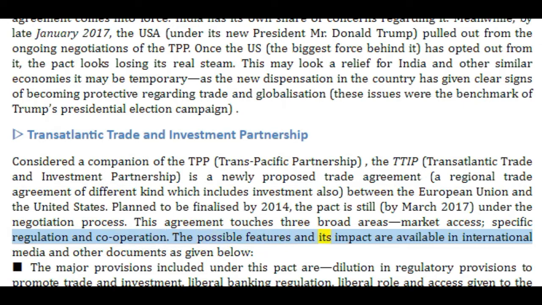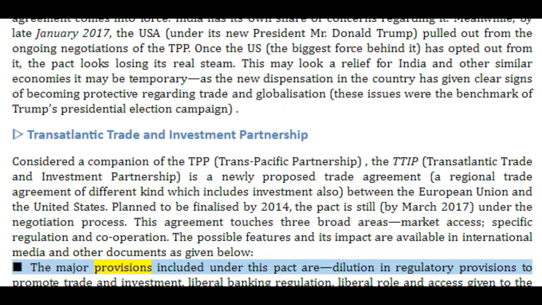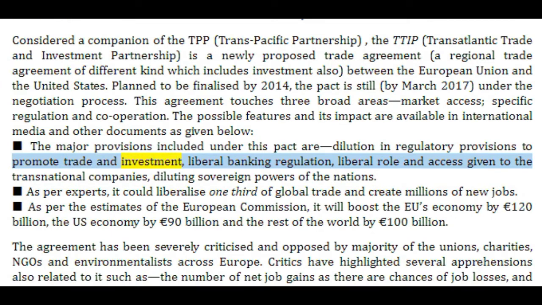The possible features and its impact are available in international media and other documents as given below. The major provisions included under this pact are dilution in regulatory provisions to promote trade and investment, liberal banking regulation, liberal role and access given to the transnational companies, diluting sovereign powers of the nations. As per experts, it could liberalize 1/3 of global trade and create millions of new jobs. As per the estimates of the European Commission, it will boost the EU's economy by 120 billion euros, the US economy by 90 billion euros, and the rest of the world by 100 billion euros.